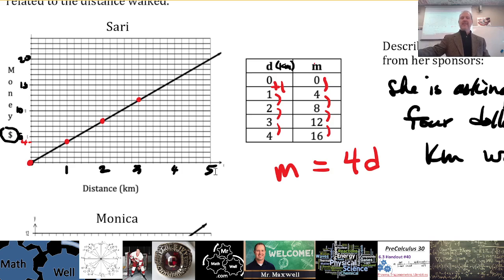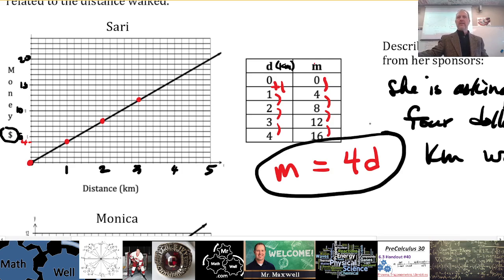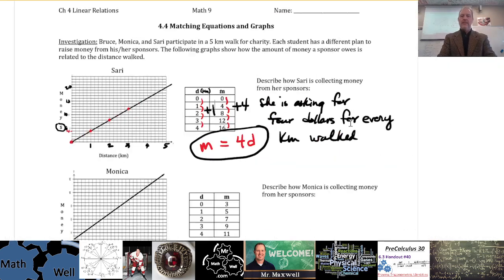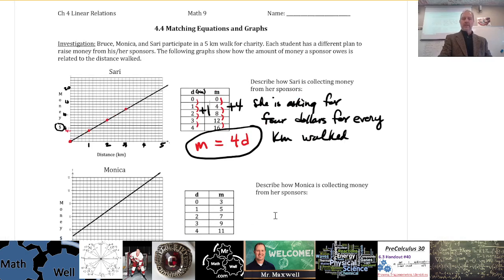All right. Is this a linear equation, this one right here? M equals 4D? Yeah, it is. And we can tell because the graph is a straight line, right? And we can also tell that the increase between each y value is constant, and the increase between the x values is also constant. So that tells us it's a straight line, linear. Excellent. Okay, well, let's see what Monica did.